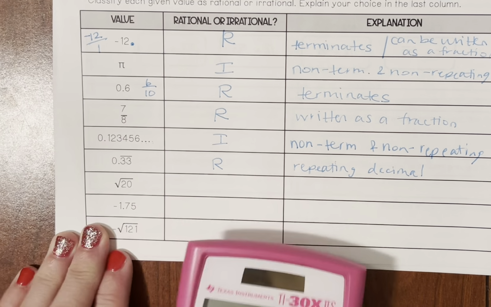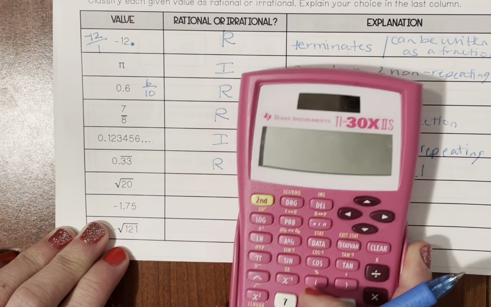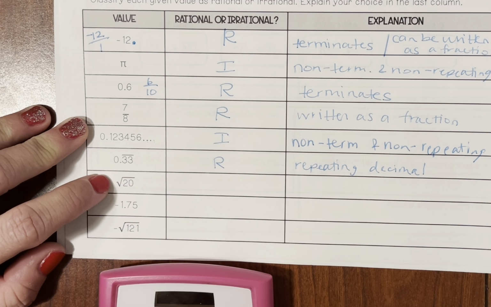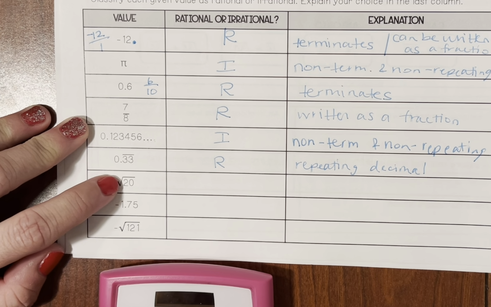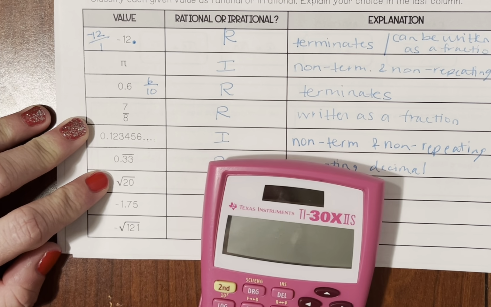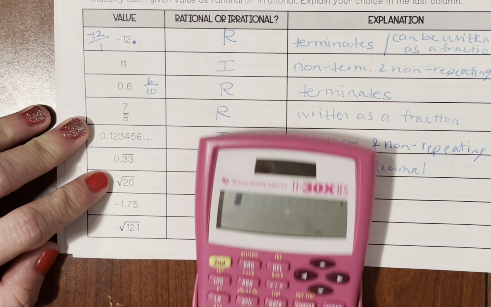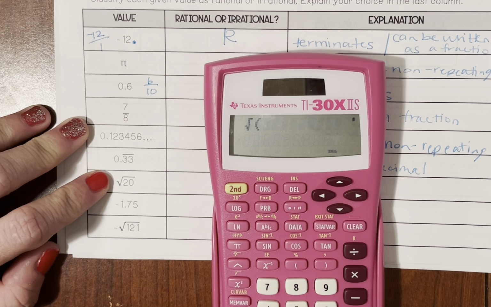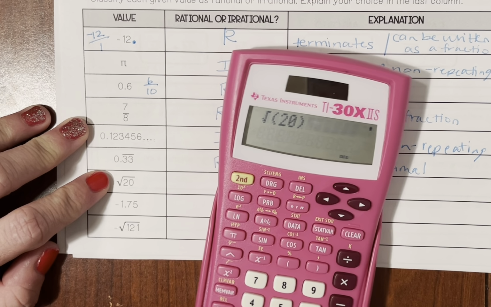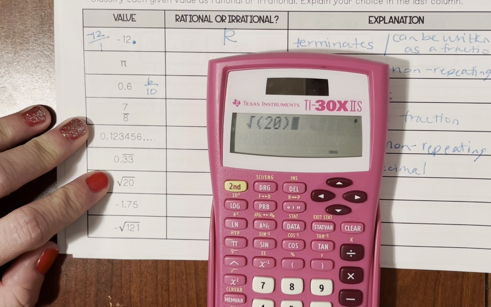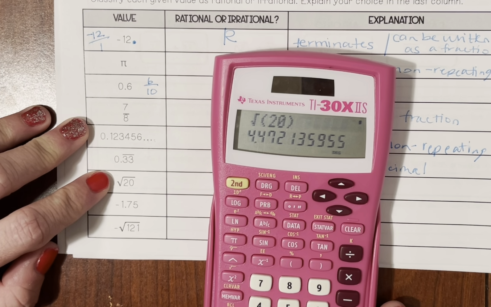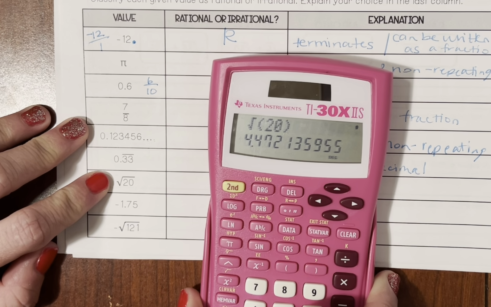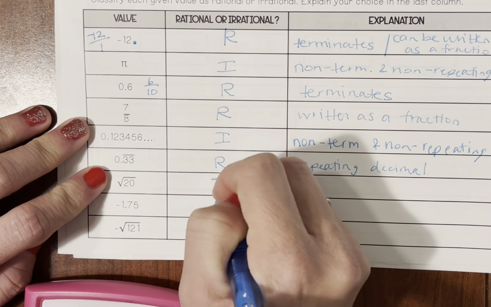Next one, this is the one we're going to use our calculator for. We have square root of 20. So you may be able to do this without the calculator. You can ask yourself, is there a number times itself that equals 20? But if you're not sure, you can also use your calculator. So what we're going to do is we're going to do our square root buttons, second x squared, type in the number 20, and we're going to see if we get a whole number or not. So when I type in square root of 20, I see, oh, no, that's random digits. 4.472135, that's not repeating, that's not terminating, so this is irrational.